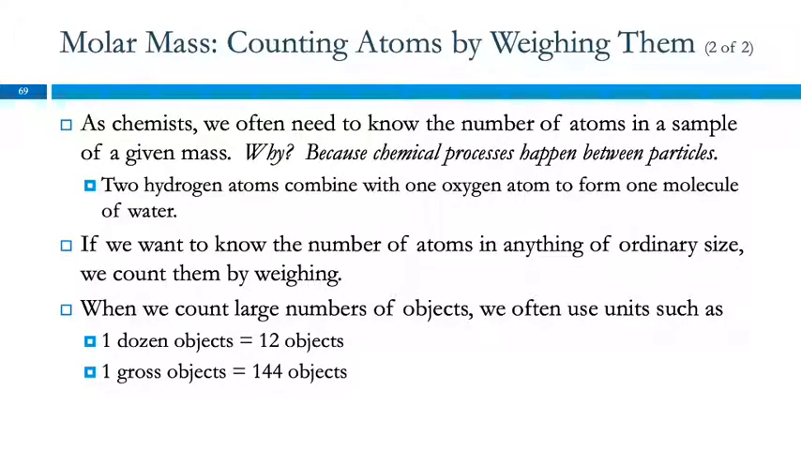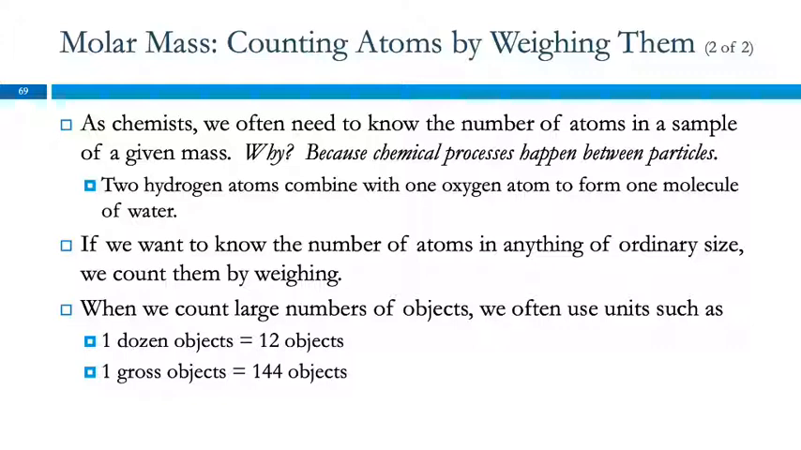So chemists often need to know the number of atoms in a sample. And the reason is because chemical processes occur between individual particles. So 2 atoms of hydrogen and 1 atom of oxygen make 1 molecule of water. And the ratios of those are very precise, and it always works out that way. You don't have some water molecules that have 3 hydrogens. They all have 2. It's exact that way. So if we want to know the number of atoms in anything of a normal size, anything that you could see, we're going to count them by weighing them.